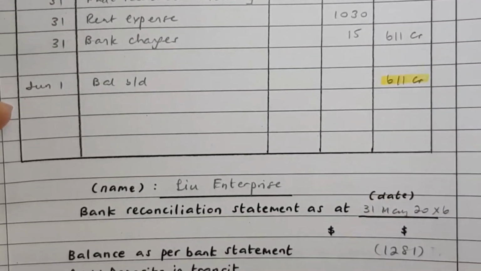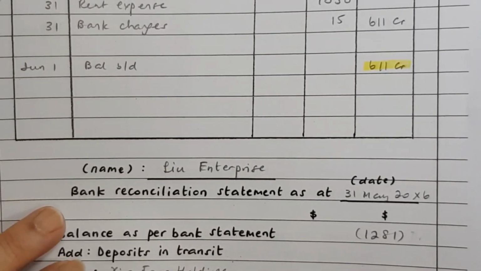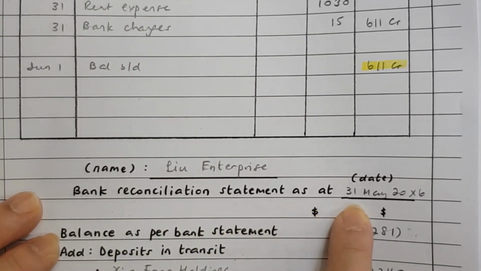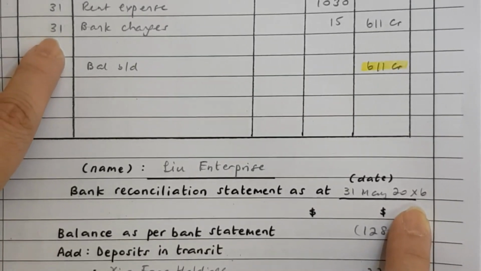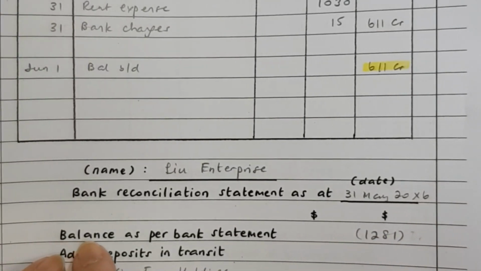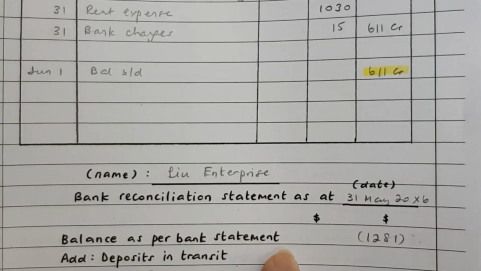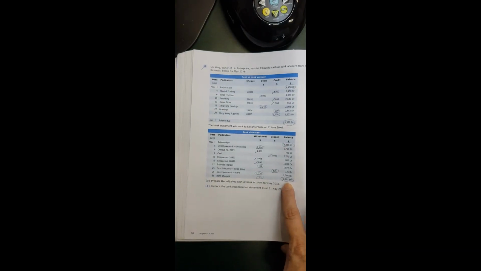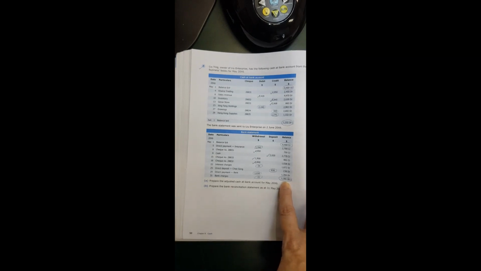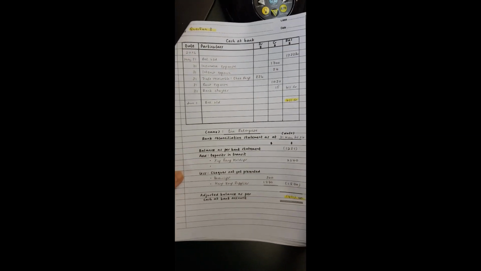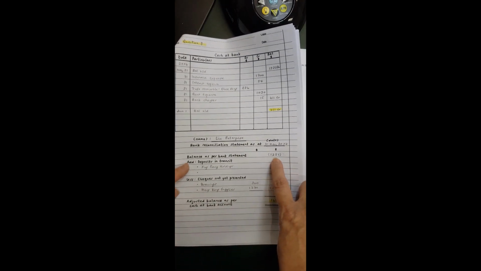Alright, now you can start preparing your bank reconciliation statement. So you will write down Liu Enterprise bank reconciliation statement as at 31st May 2016. So use this last date, 31st May. Alright, then you will start off with balance as per bank statement. Okay, which is this one here. Alright, the last date here. Okay, 1281. Alright, and because it's debit, it's a negative figure. Okay, so you start off here, balance as per bank statement.